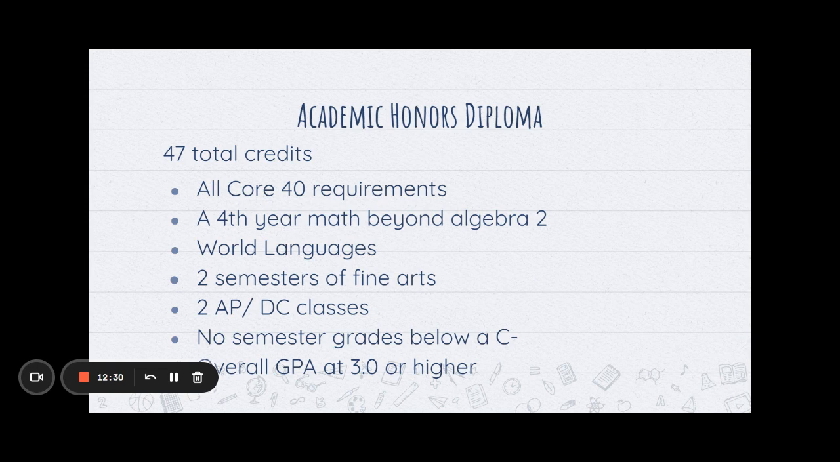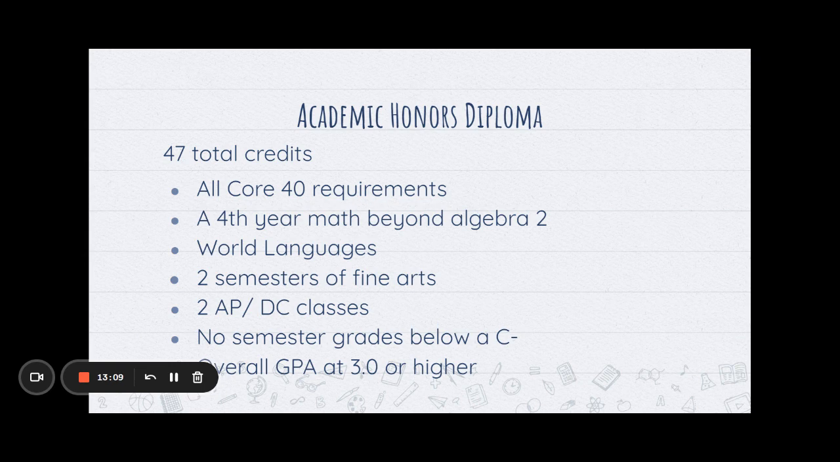Academic honors diploma requires 47 credits. It requires that you do all the Core 40 requirements, so all the things I just mentioned, and then you also have to do a 4th year math beyond algebra 2. These are things like pre-calculus or AP stats or finite math. You have to do world languages. The rule is that you do 3 years of one world language, or you can do 2 years of 2 different ones. So for example, you could do 3 years of Spanish, or you could do 2 years of Spanish and 2 years of Punjabi.